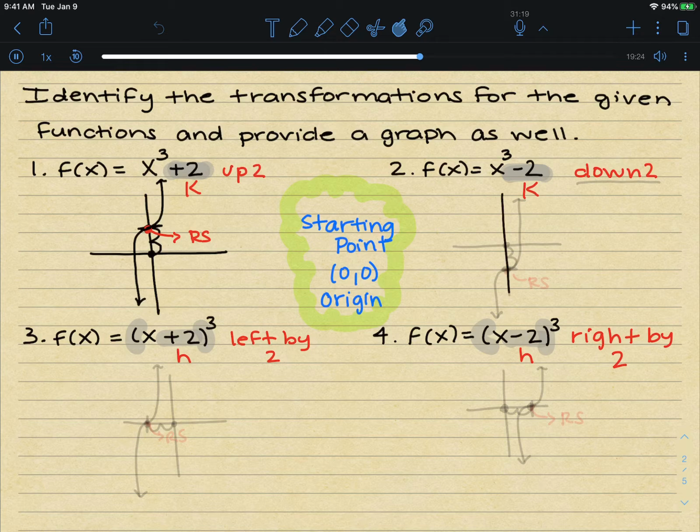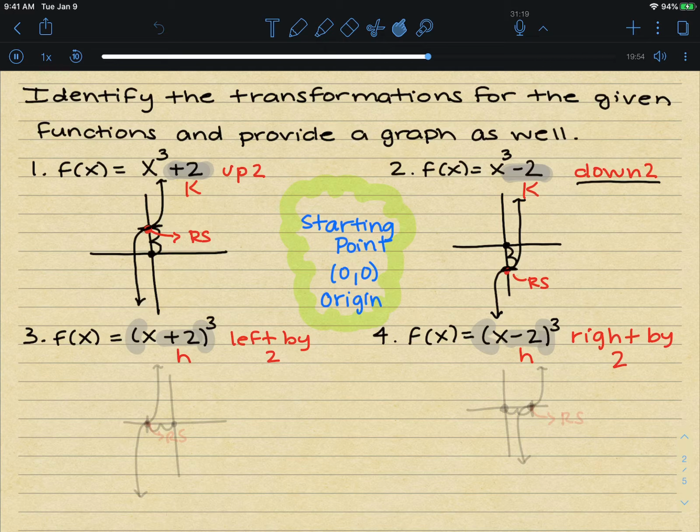I do the same thing here. Start at the origin, 0, 0. And now I'm going to go down 2. So I'm going to go 1, 2. And now I'm at that point. So that right there is my rotational symmetry, RS. So now I'm going to graph this function. I start going downwards, going up, connect it there. And now that I'm at the rotational symmetry, I change the direction and make it go upwards.